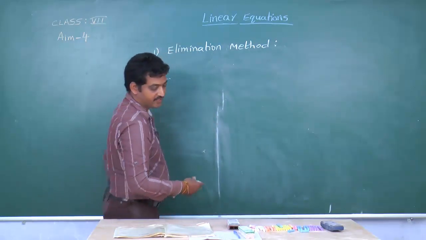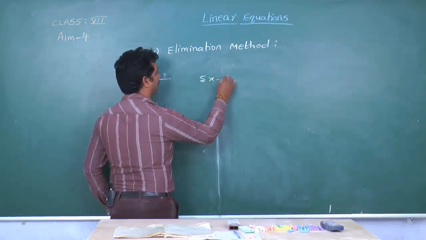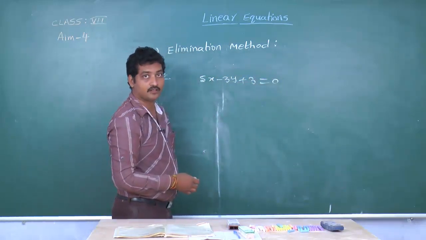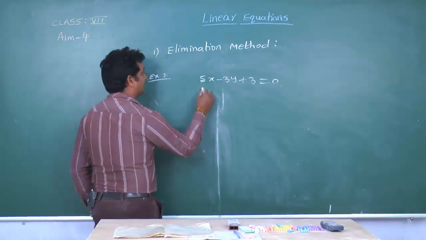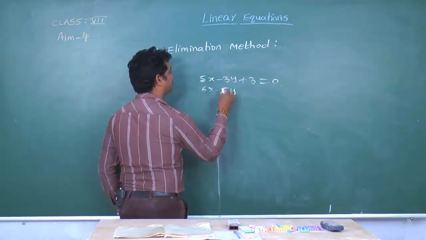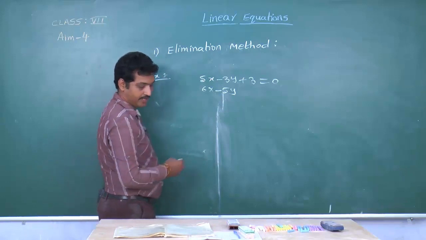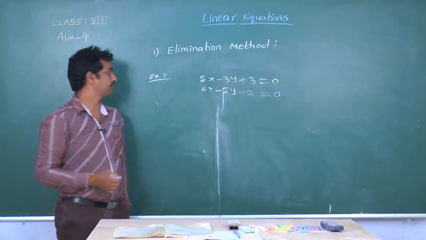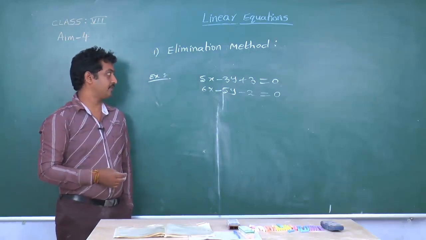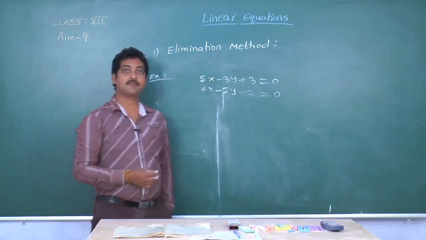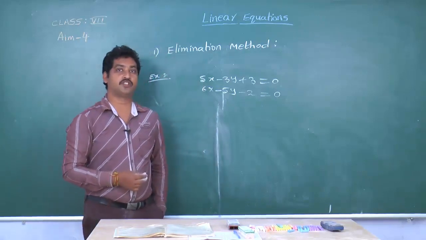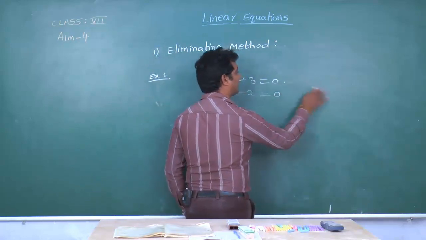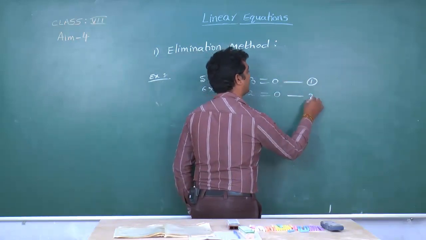Take 5x minus 3y plus 3 equal to 0, and one more, 6x minus 5y minus 2 equals to 0. 5x minus 3y plus 3 equals to 0, and 6x minus 5y minus 2 equals to 0. Solve these two using the elimination method. Let it be 1, let it be 2.